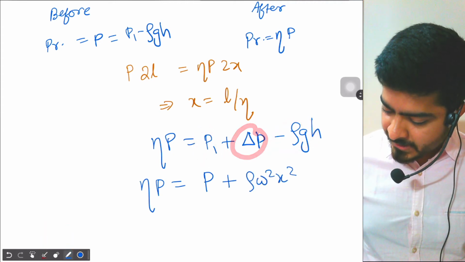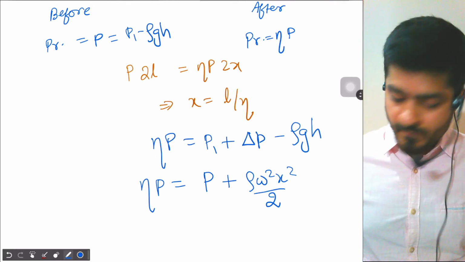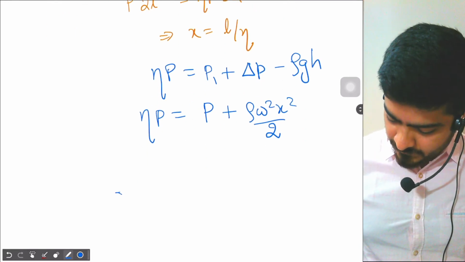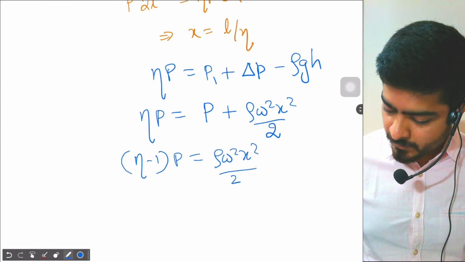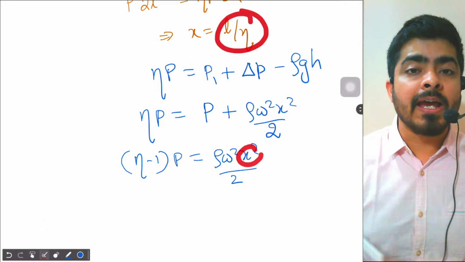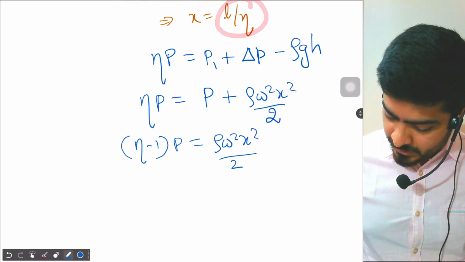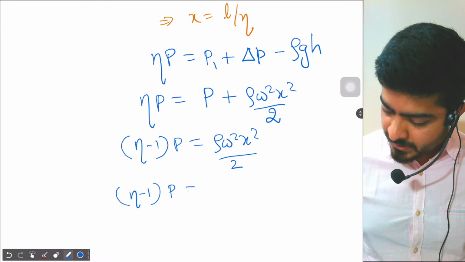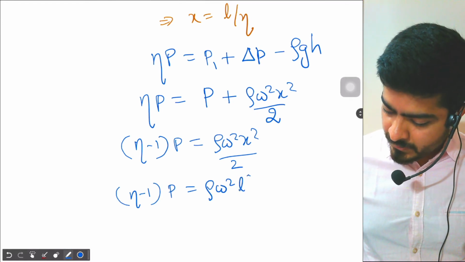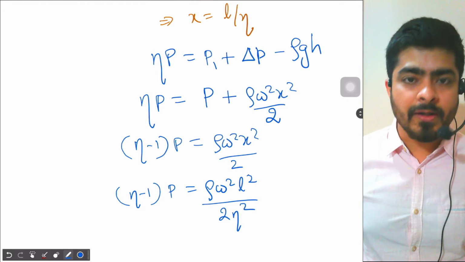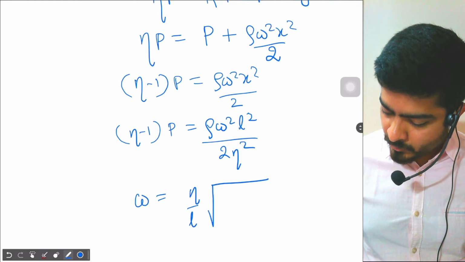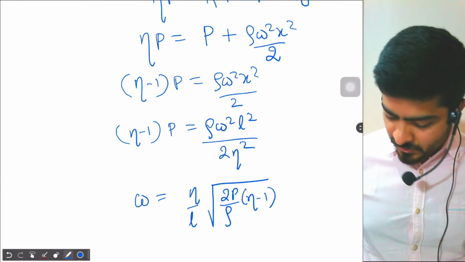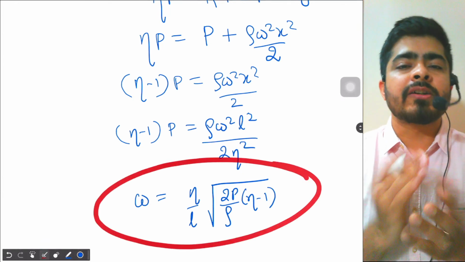So eta P is equal to P1 minus rho GH, which is P, plus delta P, which is rho omega square x square by 2. So we will get eta minus 1 times P equal to rho omega square x square by 2. And what is x? L by eta. So eta minus 1 times P will be equal to rho omega square L square by 2 eta square. You rearrange this equation and you will get omega equal to eta by L root of 2P by rho (eta minus 1). So this is the angular speed with which the tube will be rotating.